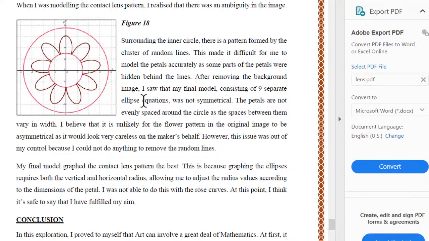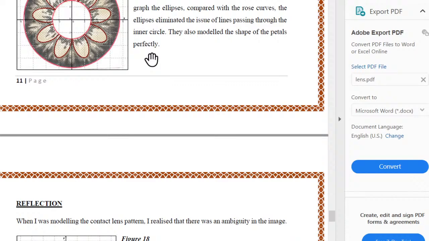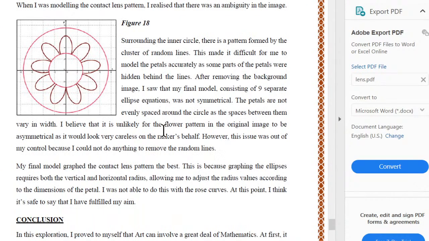So they considered nine separate equations, not symmetrical. Okay. Petals are not evenly spaced. Don't contradict yourself. So in my final model I considered nine separate ellipses. Well, circles are ellipses. If you count circles as ellipses, then it's not symmetrical. The petals are not evenly spaced around the circle, as the space between them varies in width. It's unlikely for a flat part in the original image to be asymmetrical. Yeah, they have professional software to make the design.